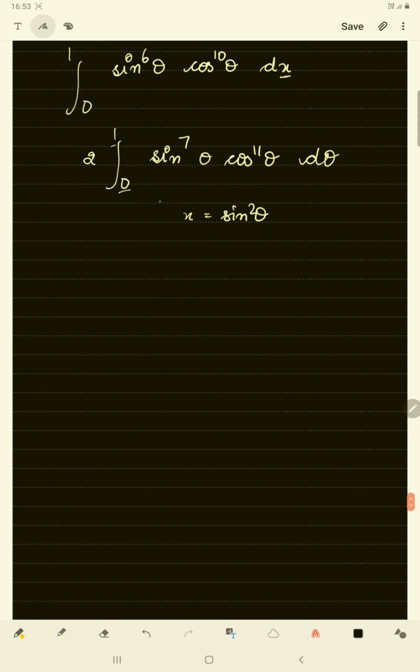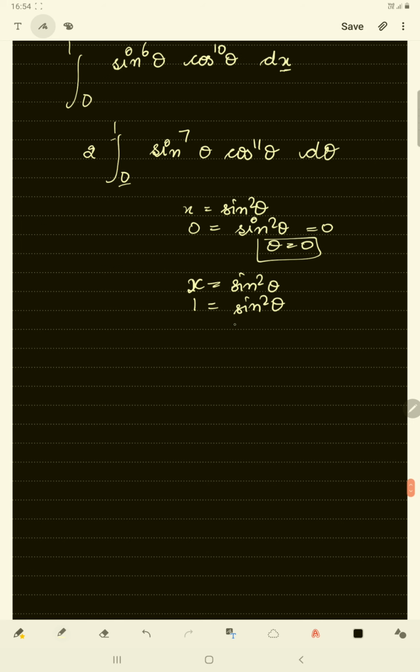So we won't have 0 and 1 in the limits. When we put x as 0, we get sine square theta is 0, so we have theta equals 0. So the lower limit remains the same, but the upper limit changes. We have x equals sine square theta for the upper limit as well. We put 1 over here, we get sine square theta equals 1, so the value of theta could be pi by 2.